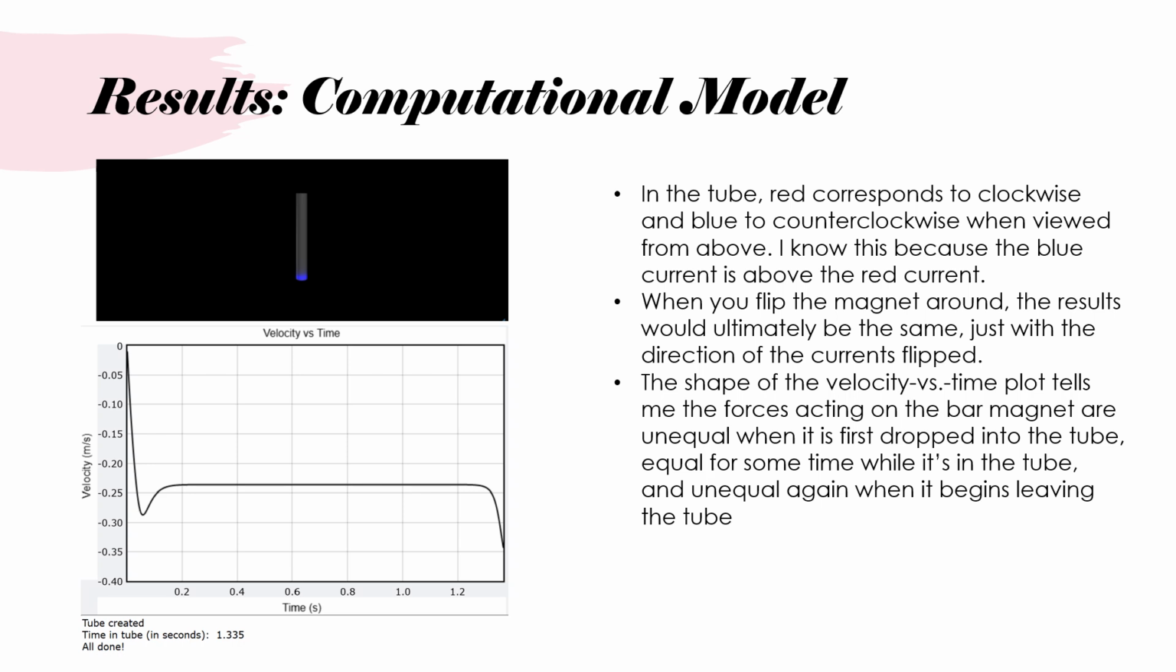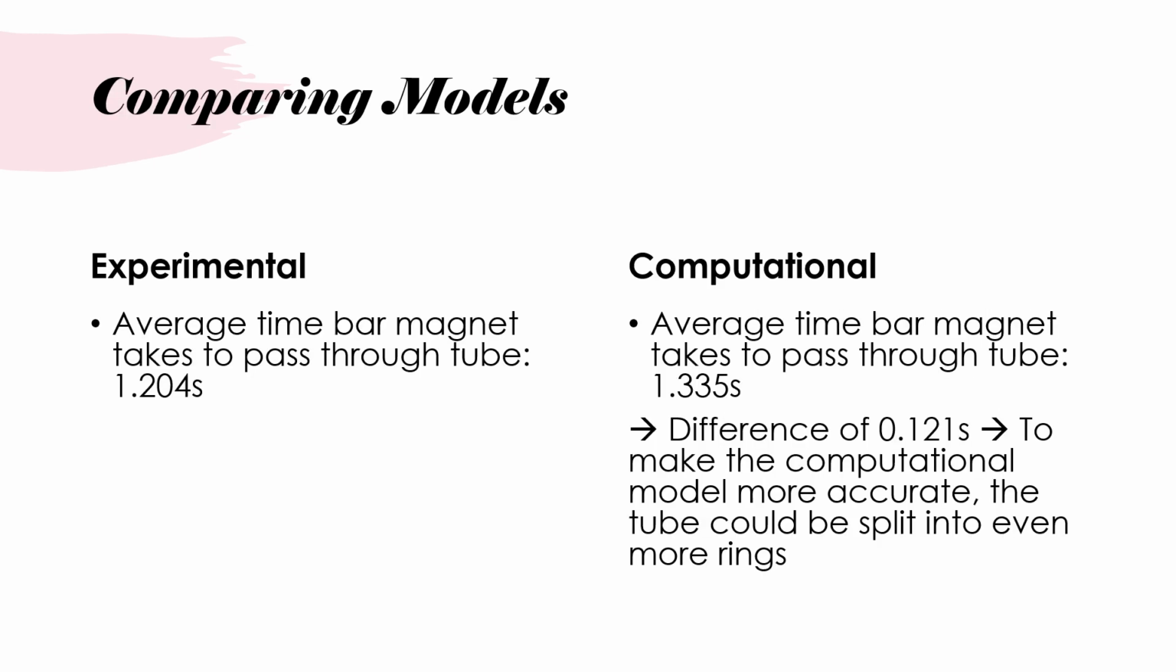And lastly, the shape of the velocity versus time plot tells me that the forces acting on the bar magnet are not equal when it's first dropped into the tube, as you can see by the way the velocity decreases and then increases, and then they are equal for some time while it's in the tube because the velocity is constant, and then they become unequal again when it begins leaving the tube. Again, there's not much difference in the computational model versus experimental model. The difference in time that the magnet takes to pass through the tube is only 0.121 seconds.